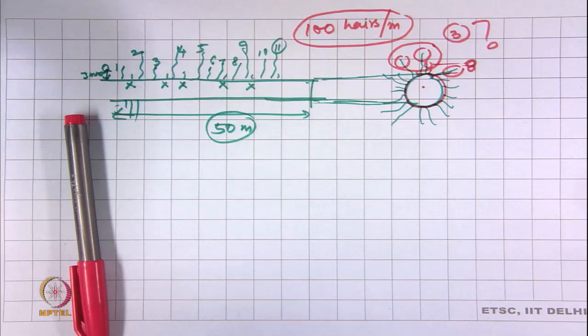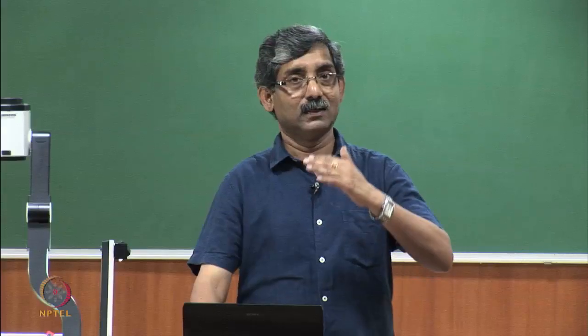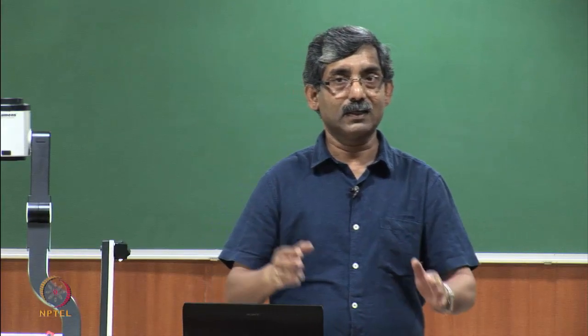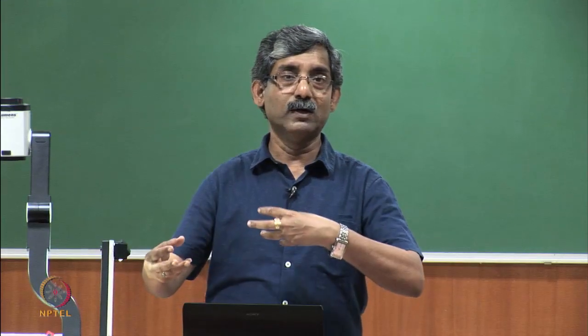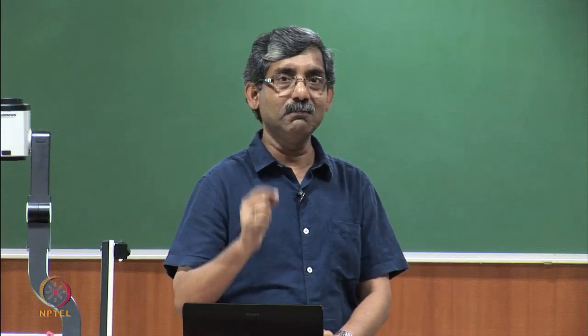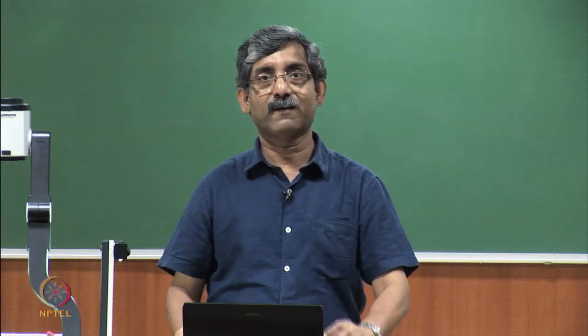Now, in the Shirley hairiness tester, it usually measures the hairs beyond 3 millimeter and counts the number of hairs. But this setting can actually be varied. There are two sets of rollers. One is a fixed roller, which is fixed at 3 millimeter beyond the yarn surface.